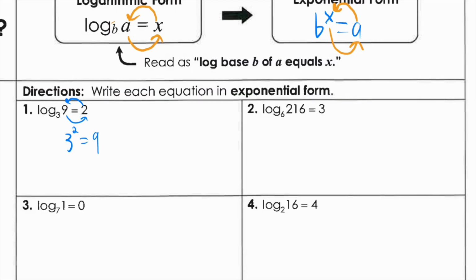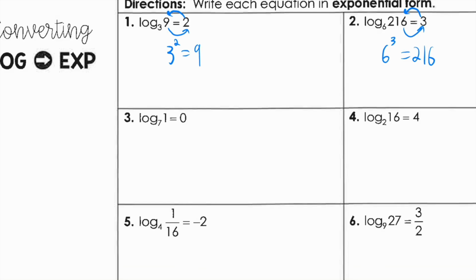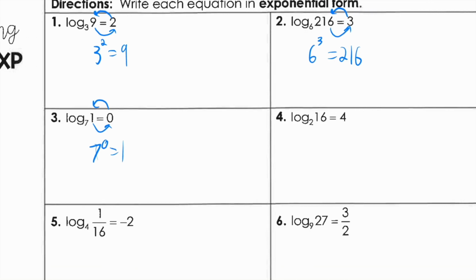Number 2 here, 6 stays as our base. The 3 spirals over, and it's our exponent. The 216 spirals the other side, and it's what it's equal to. And 6 to the power of 3 is 216. Number 3, 7 to the power of 0 equals 1, because you spiral the 1 and 0 around, and that is a true statement. On number 4, 2 remains your base. You spiral the 4 over, and it's equal to 16, which is also a true statement.